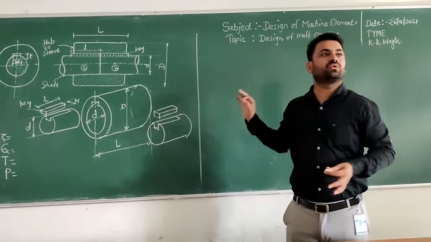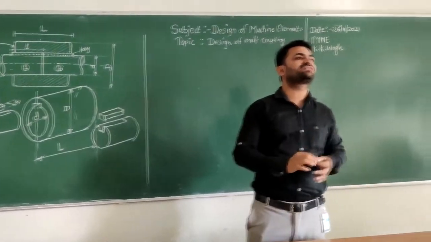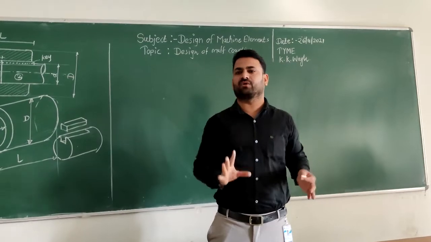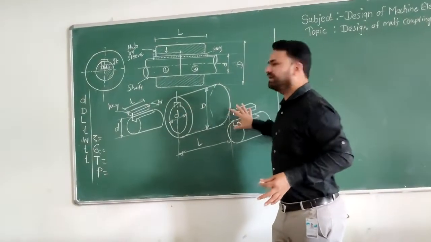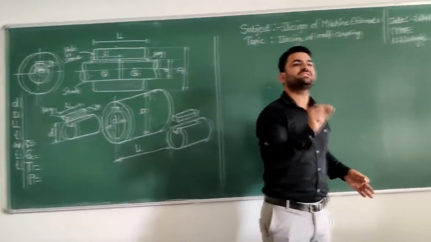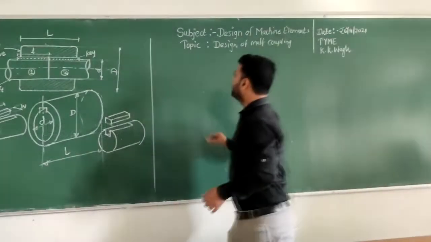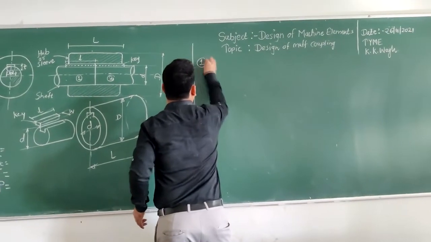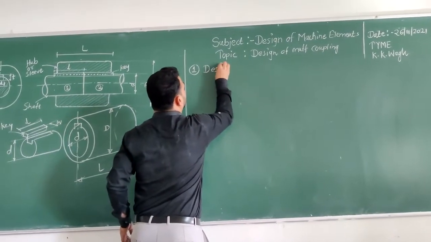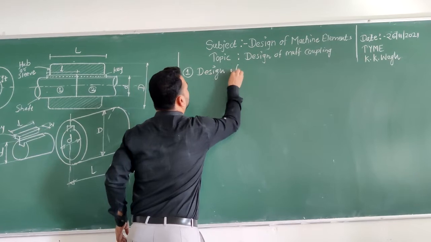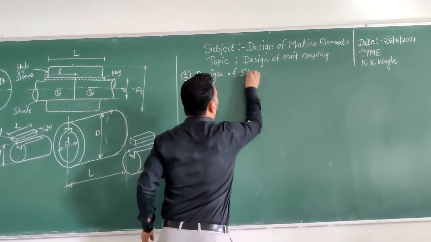After this, now we are going to the design procedure of this sleeve or muff coupling. Design is very important. There are three elements: shaft, hub, and key. So first we start with the design of the shaft. Only 3 steps are there. Step number 1, design of shaft.